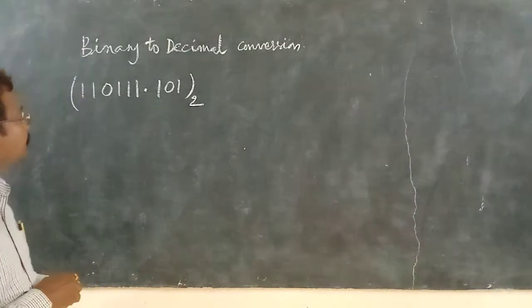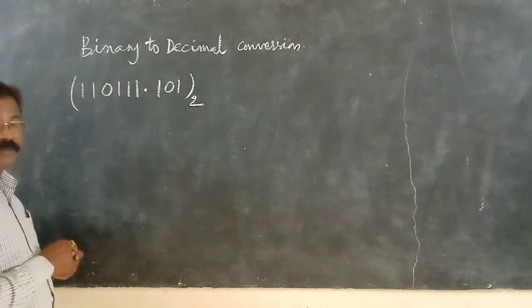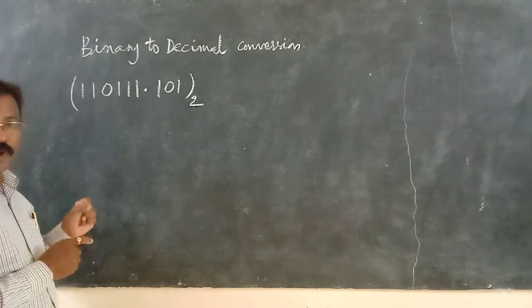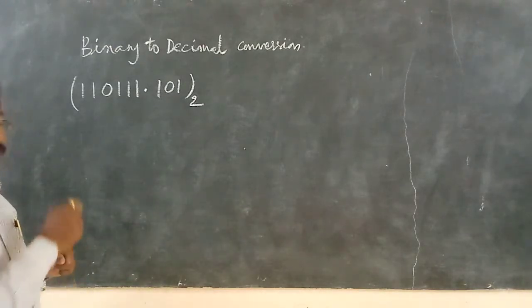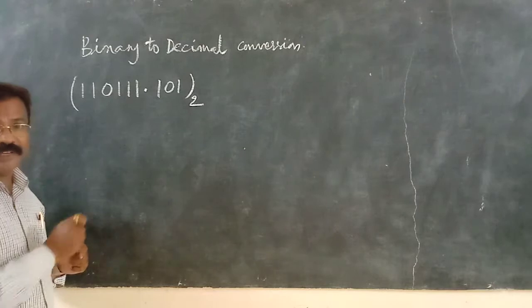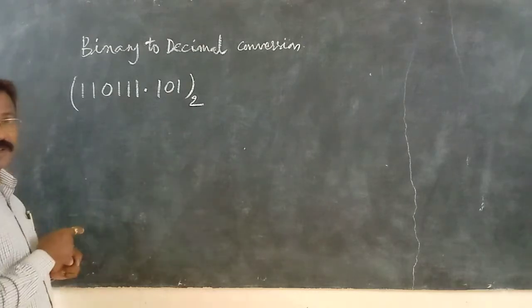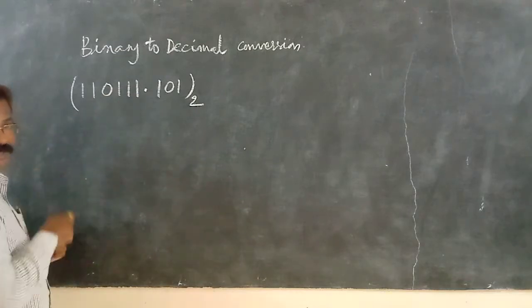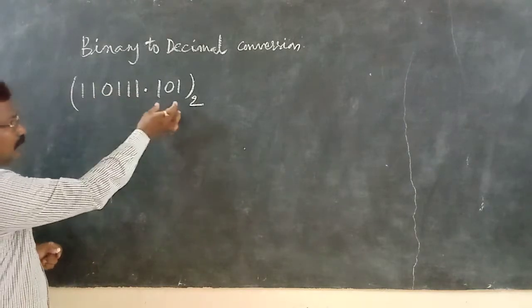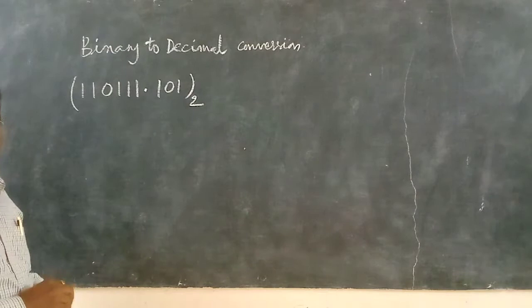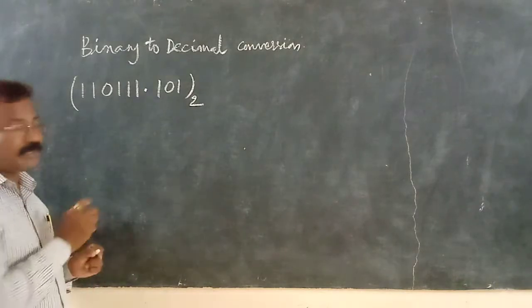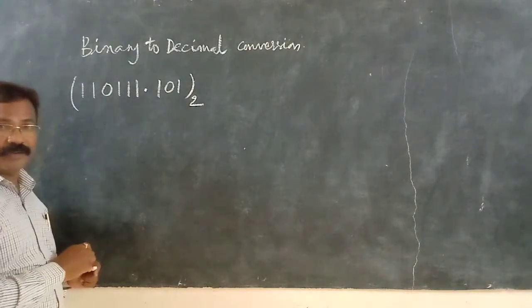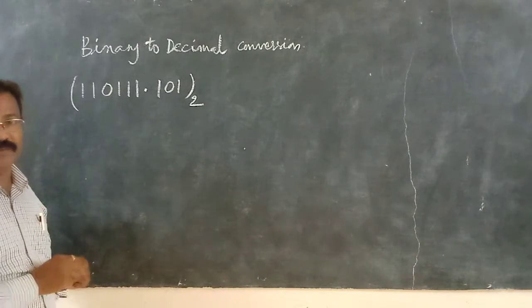So, first, you have to mark the positional weights of each bit here. Here how many bits are there? 1, 2, 3, 4, 5, 6. It has two parts. One is the integer part and the other is the fractional part. Each and every bit of this number has its own positional weight.